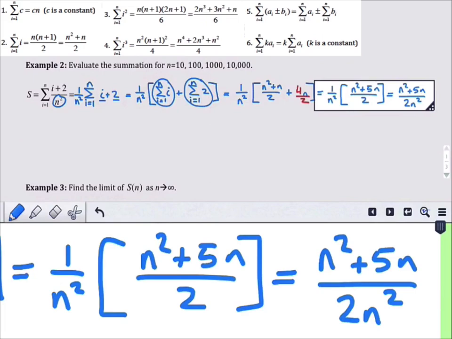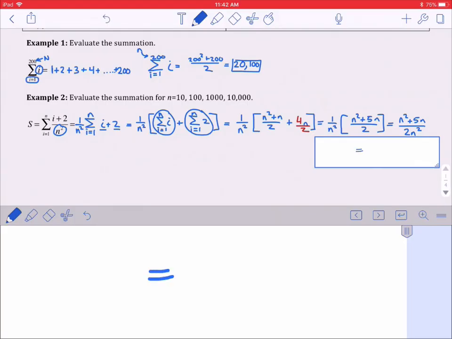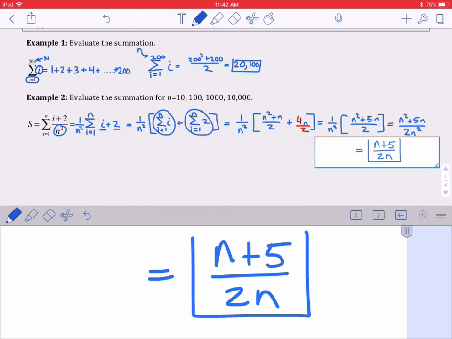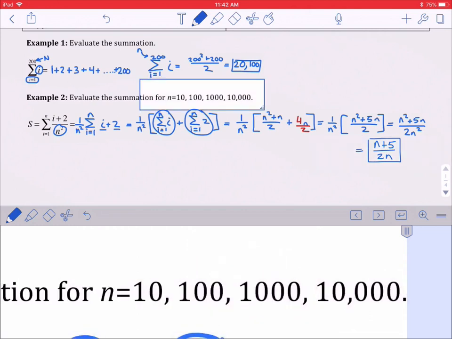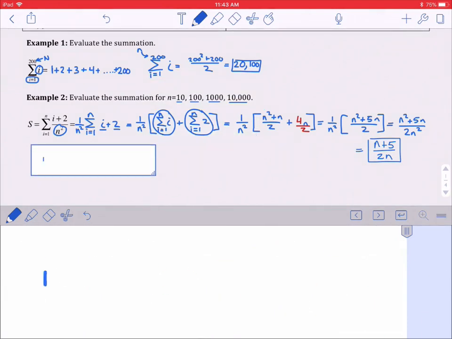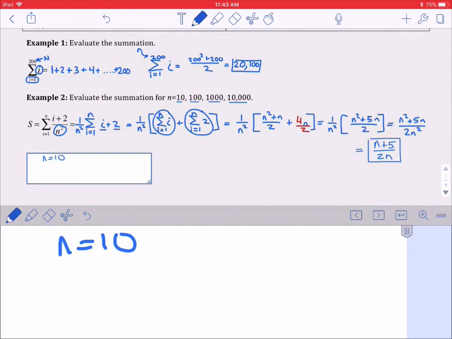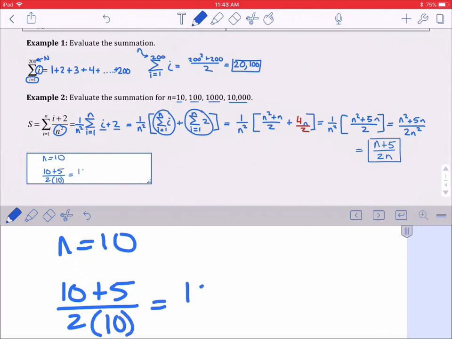And we can actually cancel an n out of this. So we're going to be left with (n plus 5) divided by 2n. Okay, so that is our summation formula, turns into (n plus 5) over 2n. Now what we want to do is evaluate that for 10, 100, 1,000, and 10,000. So if n equals 10, then the sum would be (10 plus 5) over (2 times 10), which is 15 over 20, which is 0.75.